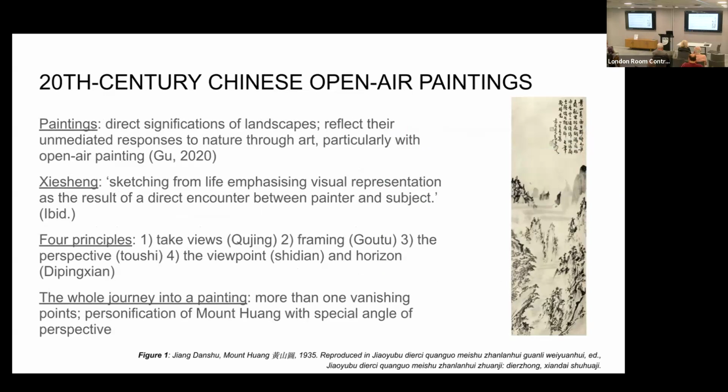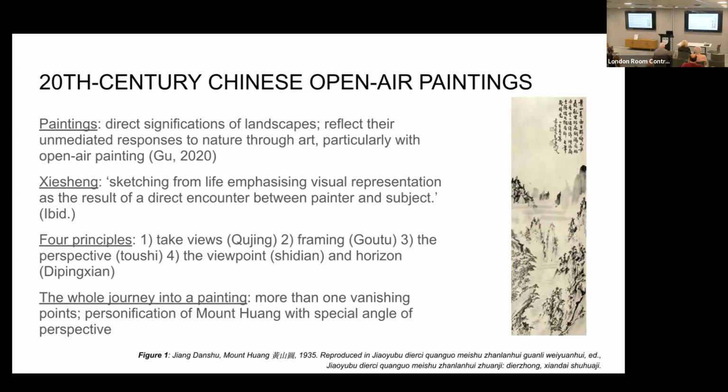And the second case study is the 20th century Chinese open-air paintings. In the paintings, they are actually direct signification of landscapes. And this painting reflects the painters' immediate responses to nature through arts. This genre of painting is actually called 写生 in Chinese, which refers to sketching from life, emphasizing visual representation as the result of a direct encounter between painters and subjects.